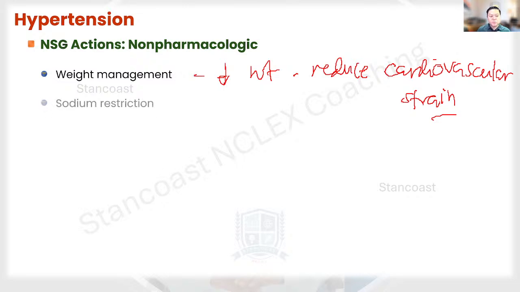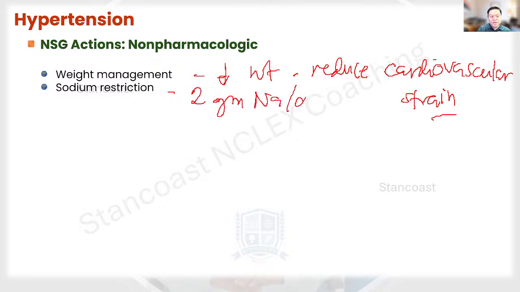Now, another is sodium restriction. Why is sodium reduction important? As we know, whenever there is hypernatremia, this can also lead to retention of water. Where the sodium is, water will follow. And so sodium restriction probably will be about 2 grams of sodium per day. This is kind of like, I think, more acceptable in the general population, and this will decrease the incidence of the high blood pressure.